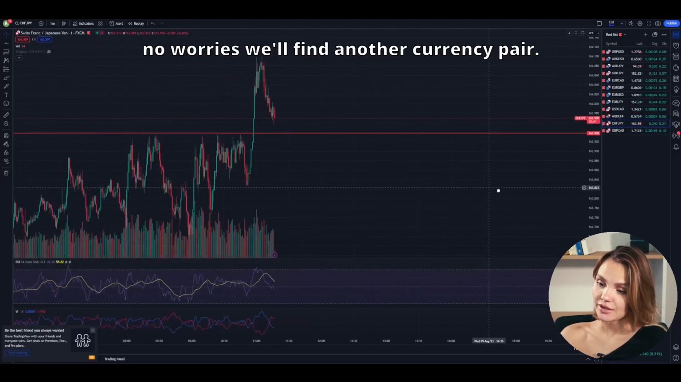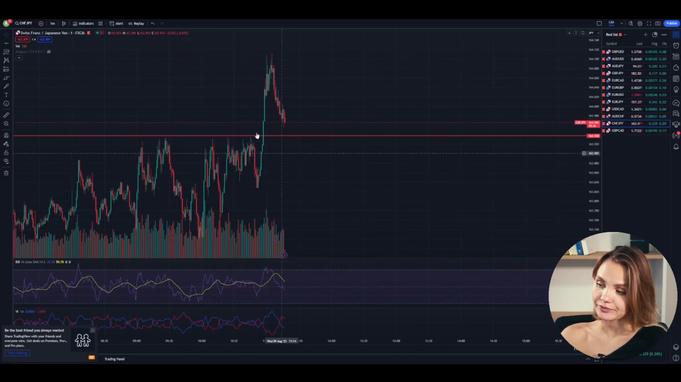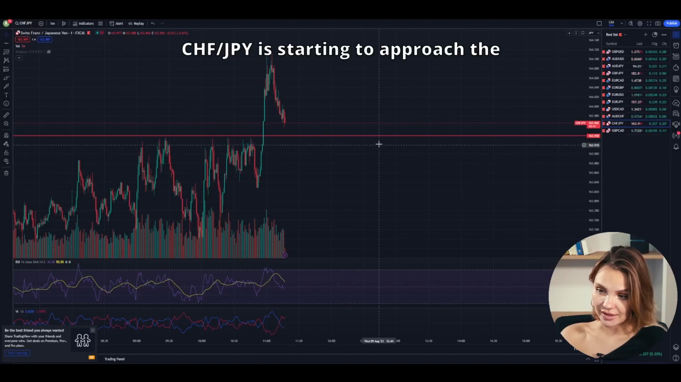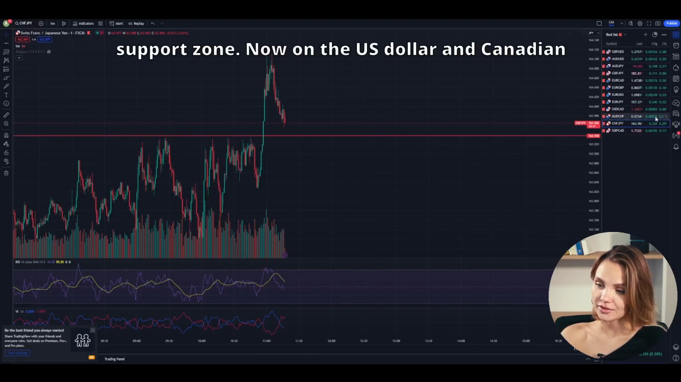Well, no worries, we'll find another currency pair. Czech franc, Japanese yen is starting to approach the support zone.